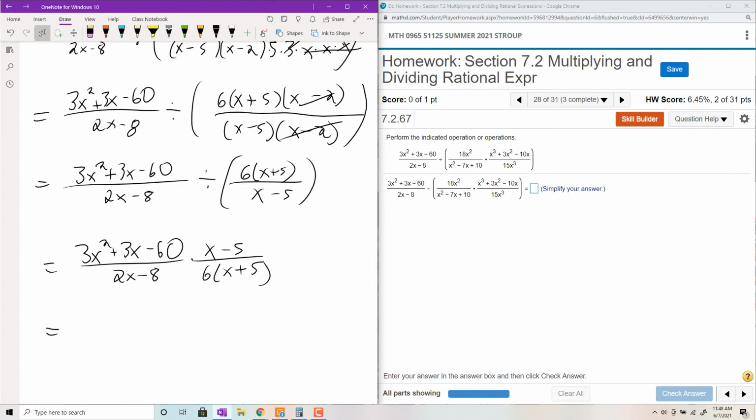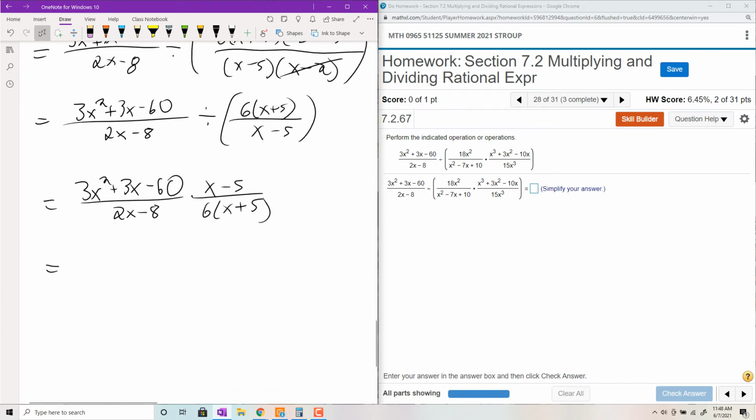And then we want to simplify the heck out of it. So there's a GCF of 3 in the first guy. So this guy right here, I can factor out a 3 and I get x squared plus x minus 20. Okay, and then I can factor the x squared plus x minus 20 as x plus 5, x minus 4. Okay, and then we have the x minus 5 from the second fraction.